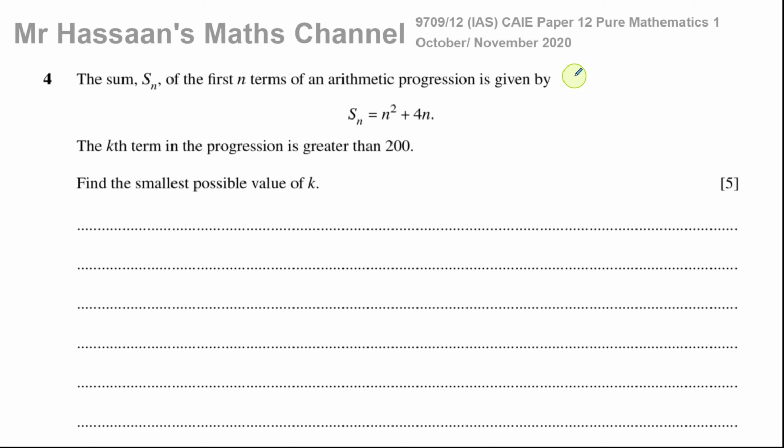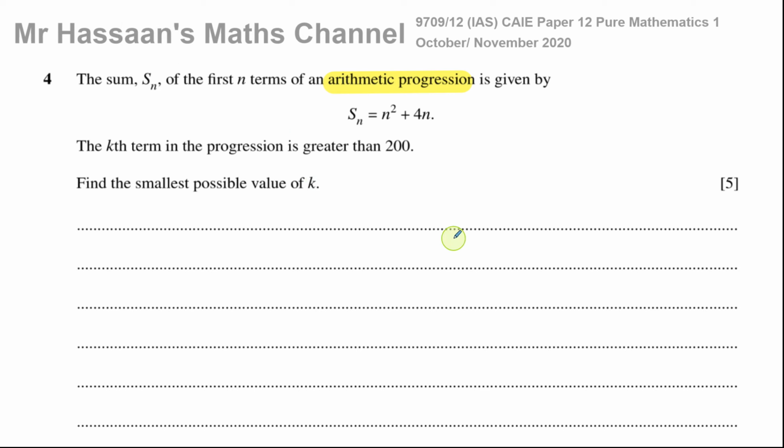I'm now answering question number 4 from the October-November 2020 Pure Mathematics Paper 1 Variant 2 from the Cambridge 9709 syllabus. This question is about series. We're told that the sum Sn of the first n terms of an arithmetic progression is given by the formula Sn equals n squared plus 4n. The kth term in the progression is a term greater than 200. Find the smallest possible value of k.